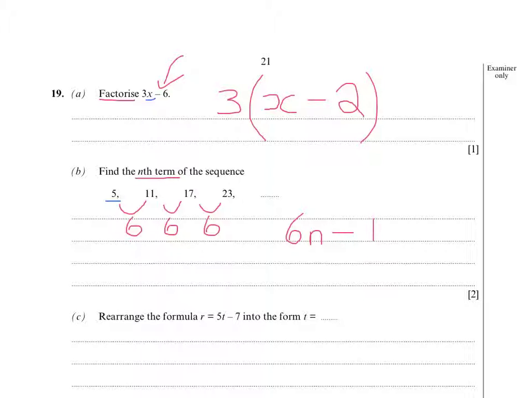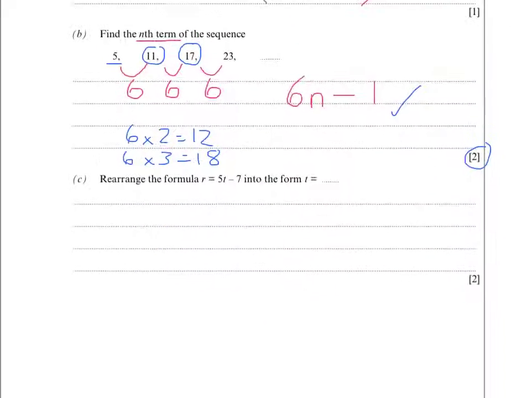Now let's see if that works for the other ones. 6 times 2 is 12. How do I get to 11? Well, I take away 1, so that works. 6 times 3, just to check one more, is 6, 12, 18. How do I get to 17? Well, I take away 1. So that 6n minus 1 is right for the 2 marks.